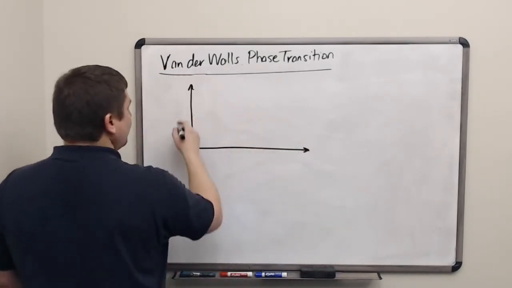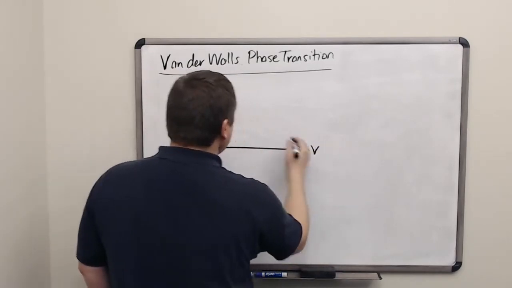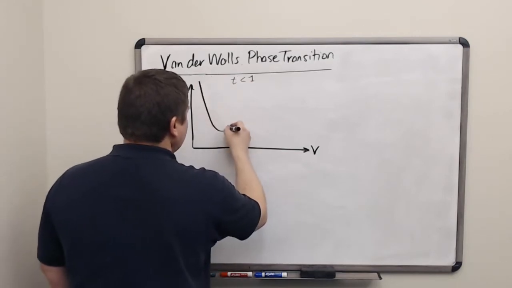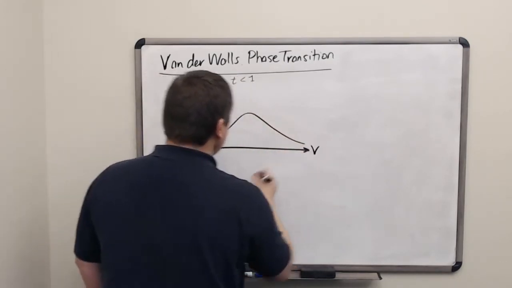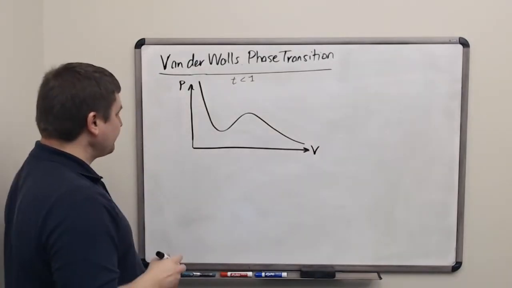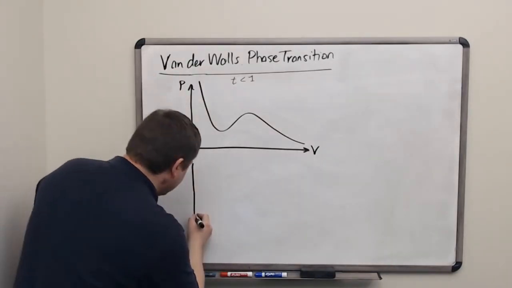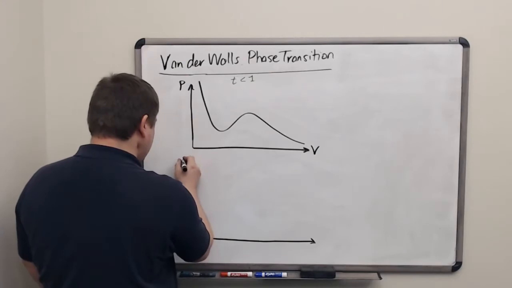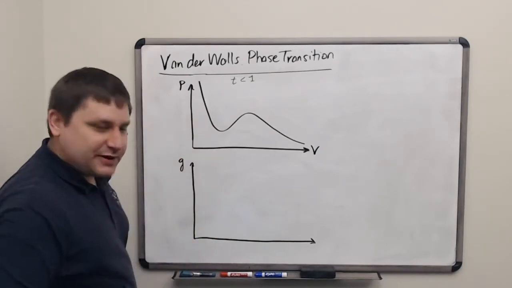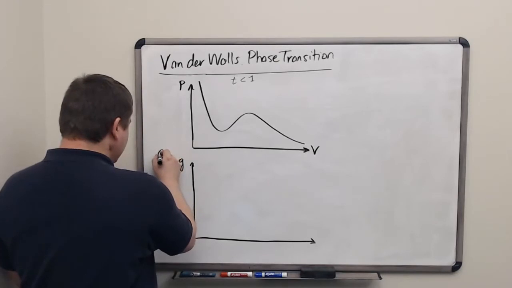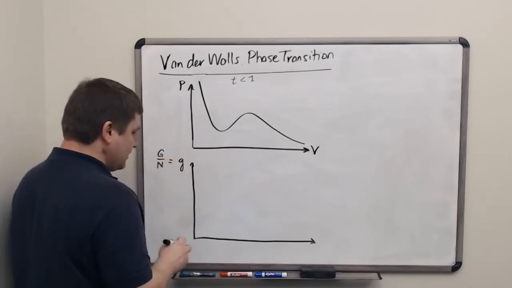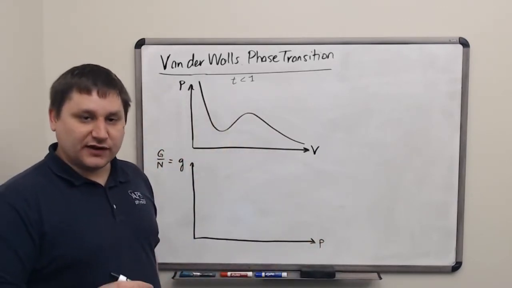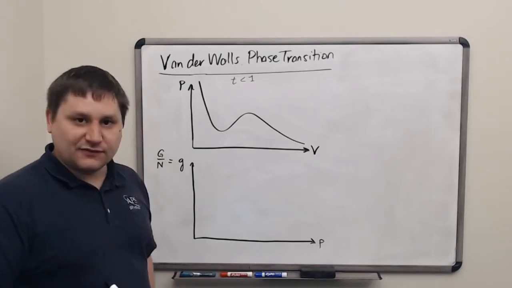On the top, let's draw a graph of pressure versus volume for a temperature that is less than the critical temperature. And on the bottom, let's draw a second graph. This graph will depict the Gibbs free energy, G over N, as a function of pressure. Remember, pressure and temperature are the natural variables for the Gibbs free energy, so we have to draw them in terms of pressure.